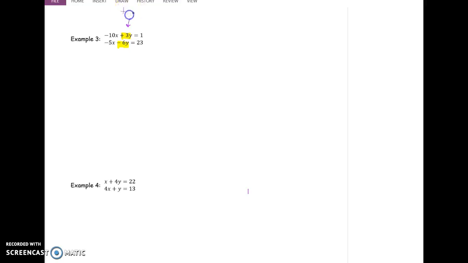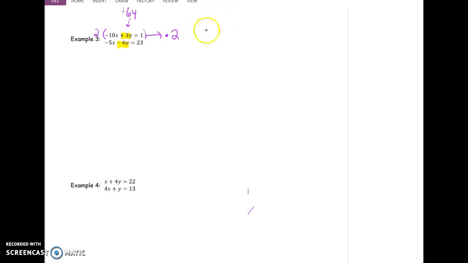I don't know why it won't let me write that 6. So we really want that to be a positive 6y. What could we do to turn it into a positive 6y? We could multiply this entire equation by 2. Okay? Now, you have to put parentheses around the equation and multiply the entire equation by 2.